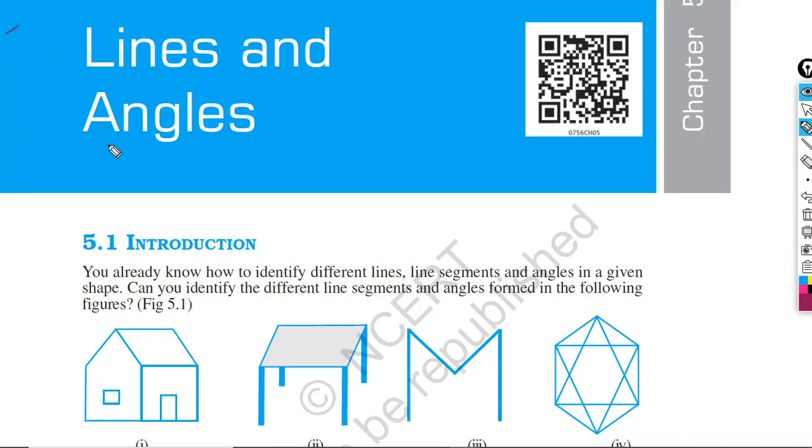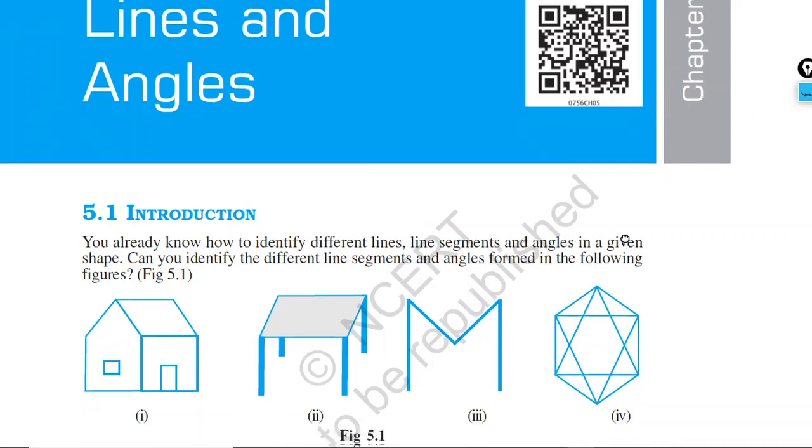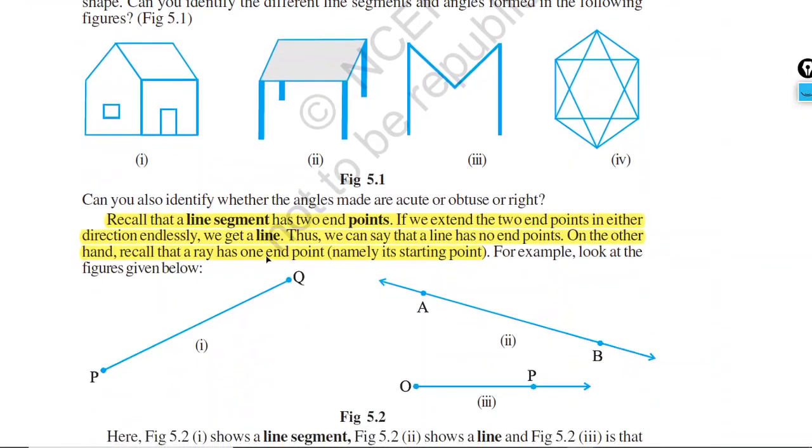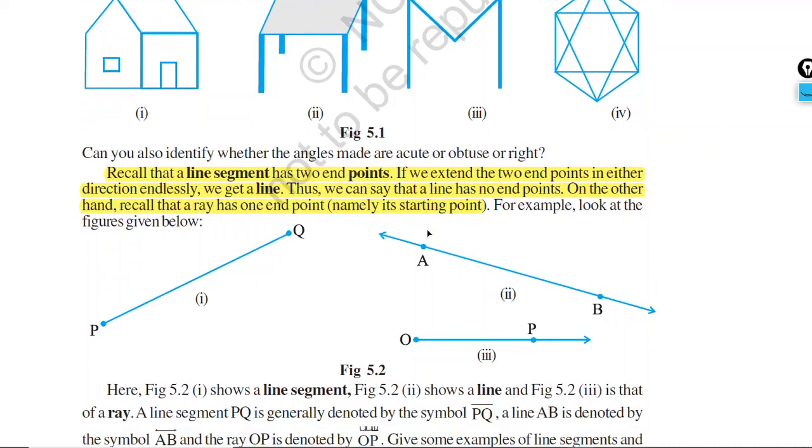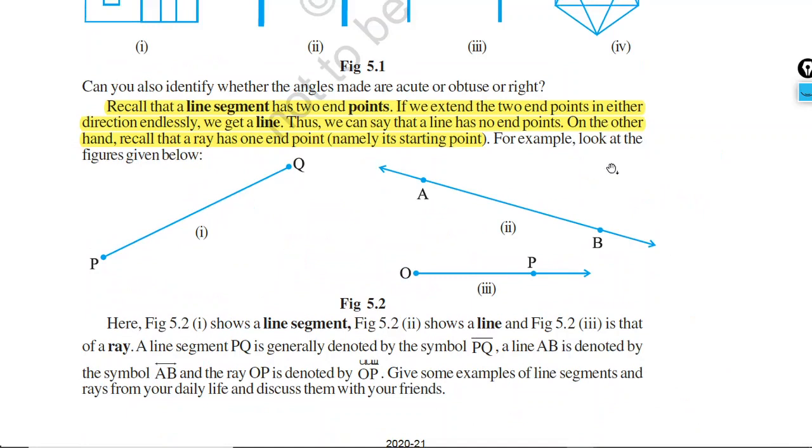So today we are going to discuss lines and angles. So this is your chapter 5. In the previous class, that means in class 6, we had studied lines and angles. There was an introduction to lines and angles in which you learned some concepts like line segment, points, line, ray. We will try to recall these points now.